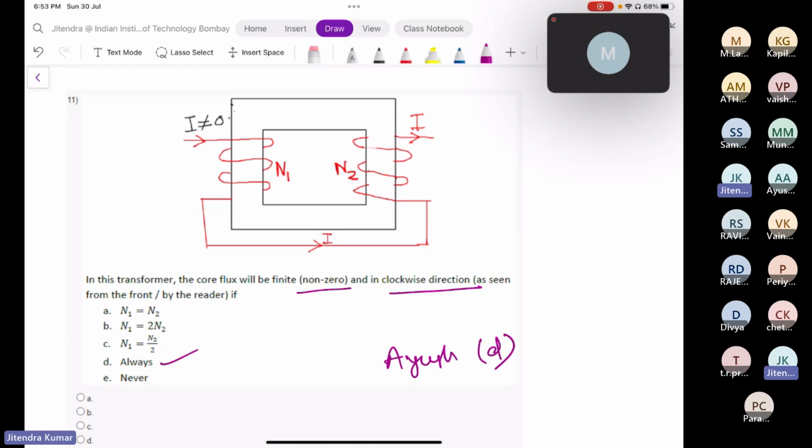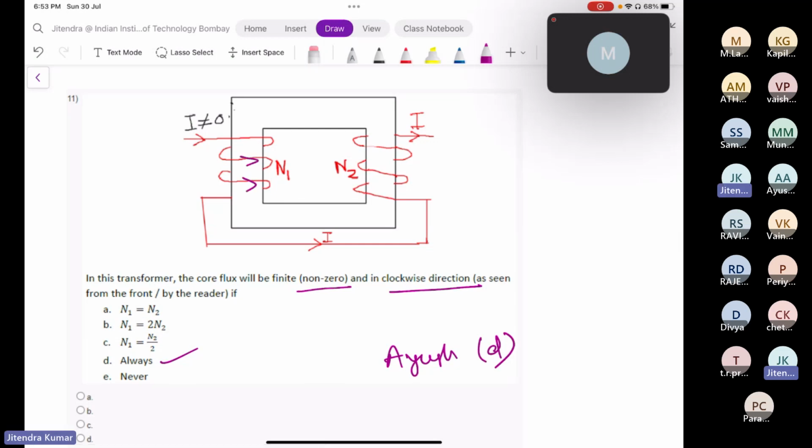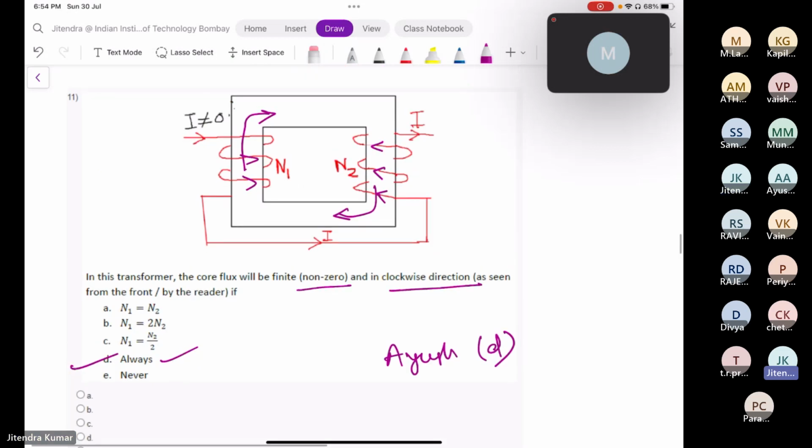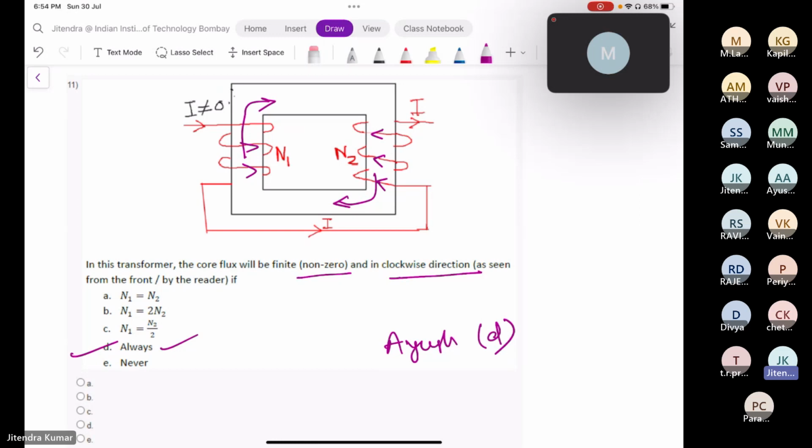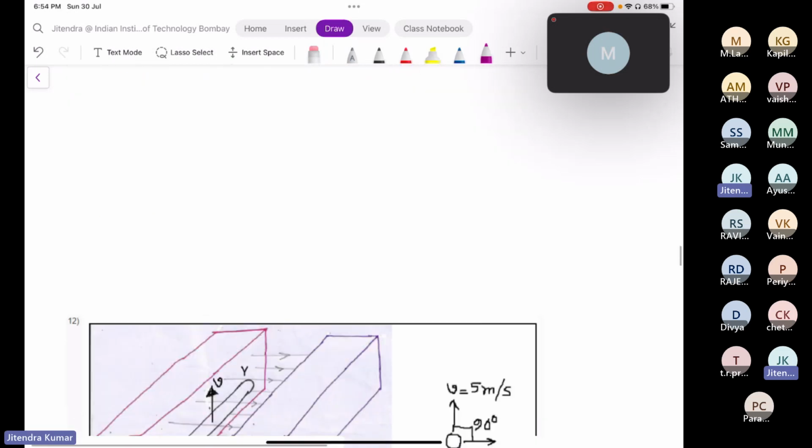Okay, let us verify. Now, here, because of the primary winding, flux will flow in the clockwise direction, and because of the secondary winding, flux will again flow in the clockwise direction, and the current is not zero. So it doesn't matter whether N1 is equal to N2 or greater or less than N2, flux will always flow in the clockwise direction. So option D is correct. Does anyone have any doubt in this? Okay, I'm guessing everyone is fine with this, so we will move on to the next problem.